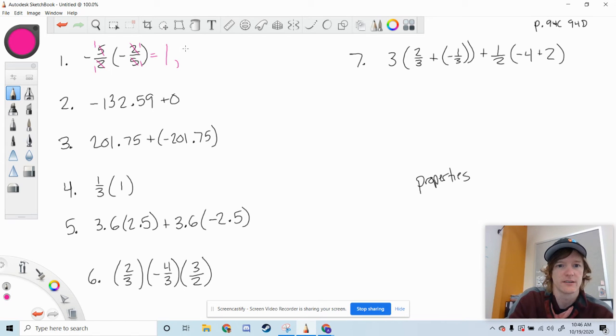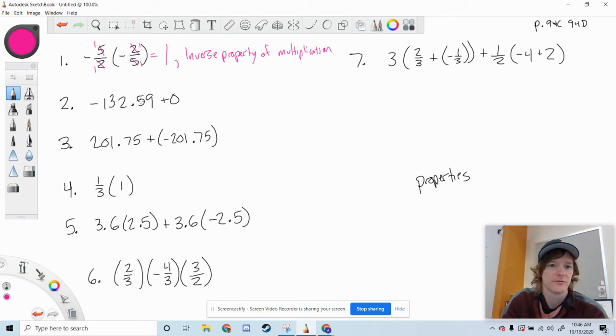So this is the inverse property of multiplication. And this one states that if you multiply something by its reciprocal, it's going to equal 1. So there you have it. It's 1.